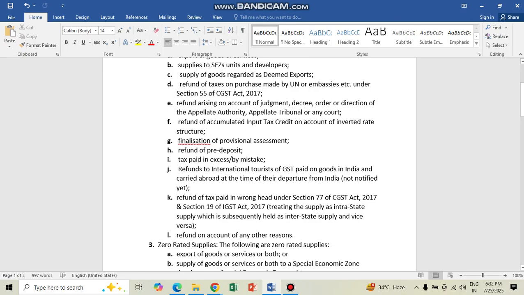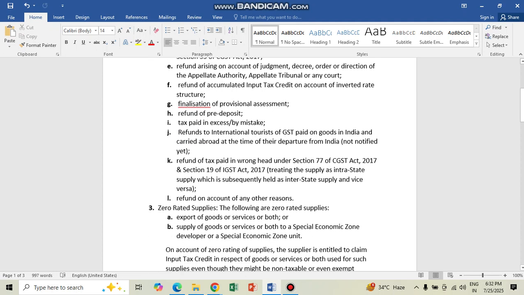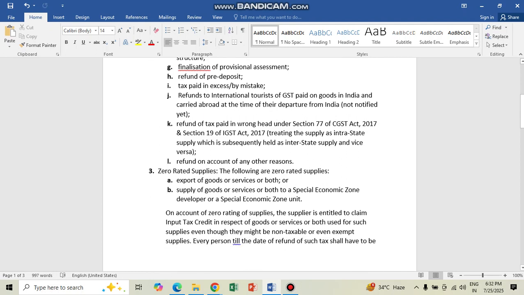Zero rated supplies. The following are zero rated supplies: export of goods or services or both, or supply of goods or services or both to special economic zone developer or a special economic zone unit. On account of zero rating of supplies, the supplier is entitled to claim input tax credit in respect of goods or services or both for such supplies, even though they might not be taxable or even exempt supplies.